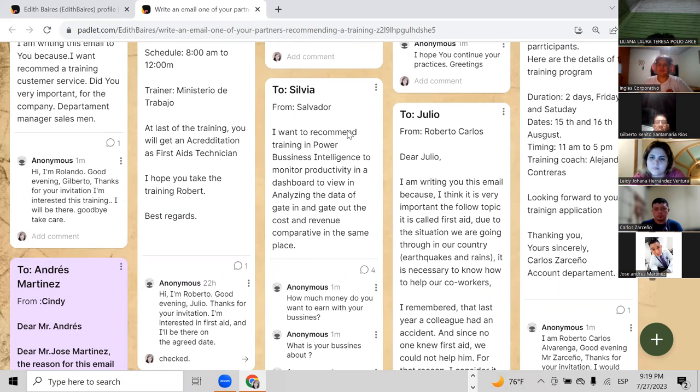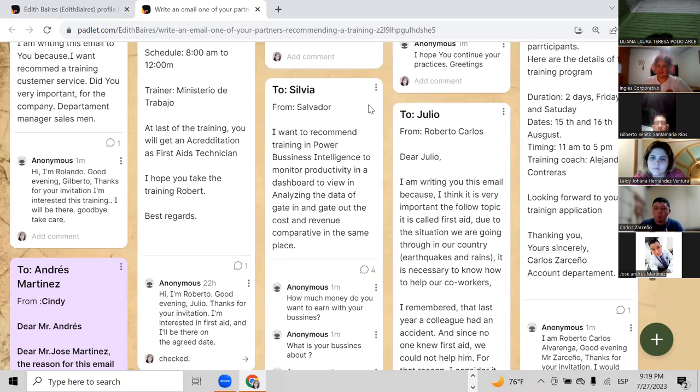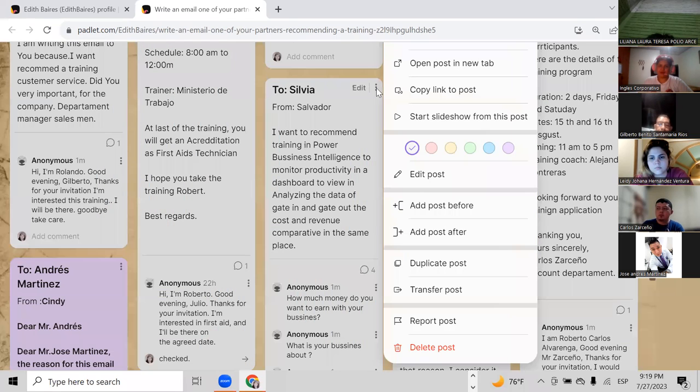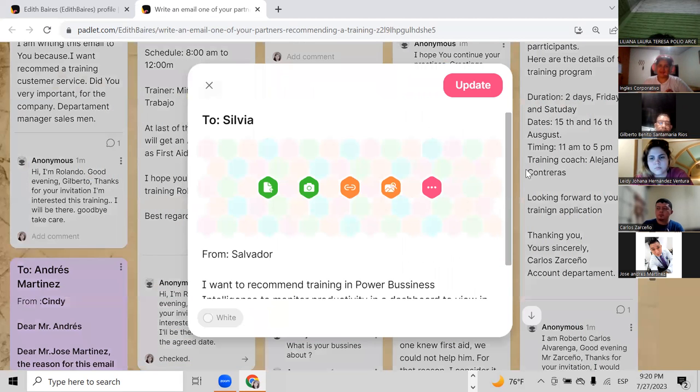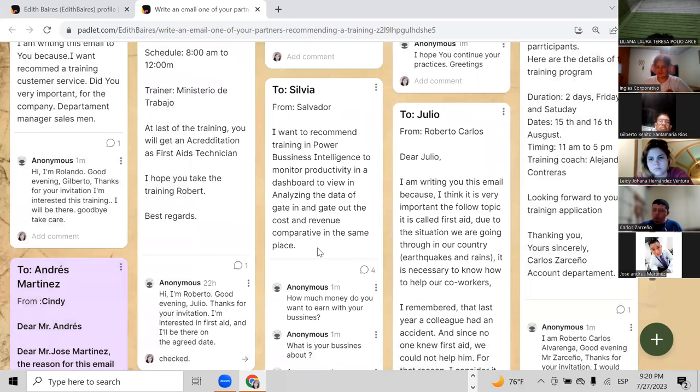Based on the information that you have, Salvador, you can create the questions. Remember that if you are missing information, you can edit it and add the missing information. Add below that information. Below this information, you can add more: the place, when, all the information that you consider important. You can create the questions based on your email.